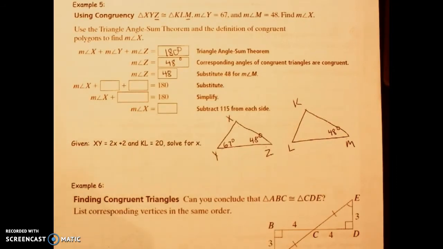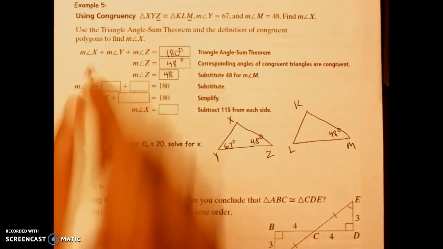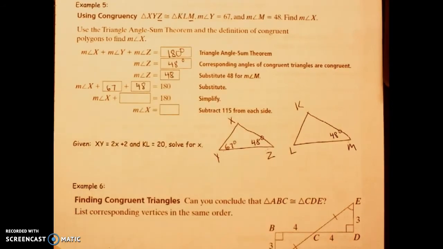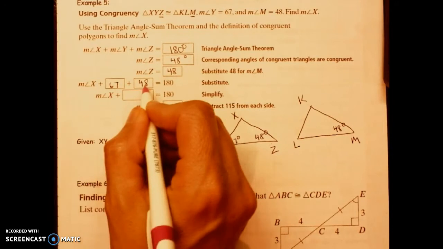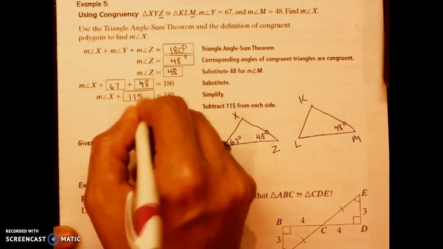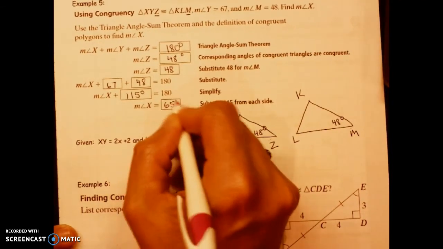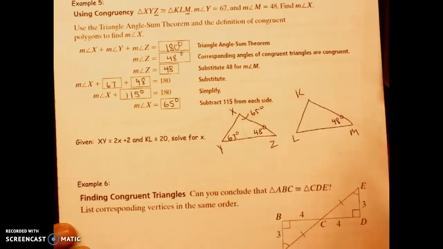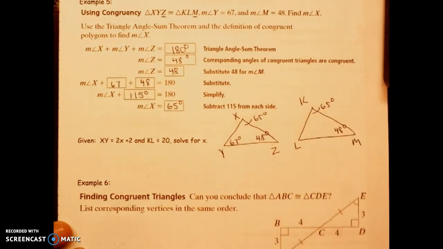Now we're going to do some substitution. We know the measure of angle Y was 67. We know the measure of angle Z was 48. Now we really just have an algebraic equation to solve. 67 and 48 give us 115. We're going to subtract that from 180, and we end up with the measure of angle X is equal to 65 degrees, which also means the measure of angle K is equal to 65 degrees.